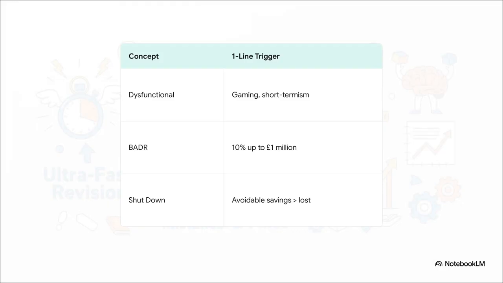Let's keep this intense pace going. Notice how quickly we can switch contexts here, just to prove your memory works. In Advanced Performance Management, dysfunctional behavior means gaming the system, short-termism, or budgetary slack. Now, switching to tax, BADR, that's Business Asset Disposal Relief, means a 10% rate up to a $1 million lifetime limit. Back to PM, shutdown decisions. We only shut down if the avoidable fixed cost savings are strictly greater than the lost contribution. Snap, snap, snap. That is exactly how fast your recall needs to be.